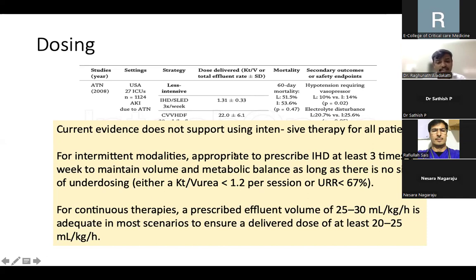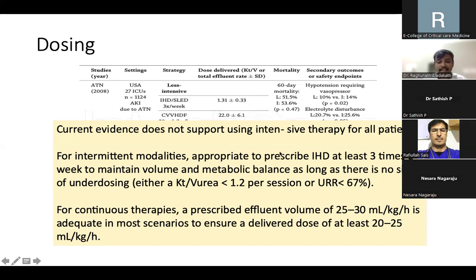For continuous therapies, a prescribed effluent volume of 25 to 30 ml per kg per hour is adequate. So for CRRT, the dosing will be 25 to 30 ml per kg per hour in most scenarios. Even though we prescribe 25 to 30 ml per kg per hour, the delivered dose will most of the time be lesser, 20 to 25 ml per kg per hour.